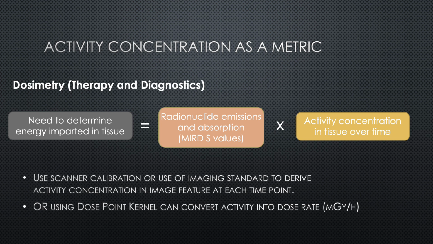So with our activity concentration as a metric, what we can do is we can use our scanner calibration or the use of an imaging standard to derive activity concentration in the feature that we're interested in at each time point. Or we can use a dose point kernel, which can convert activity in our image into dose rate.